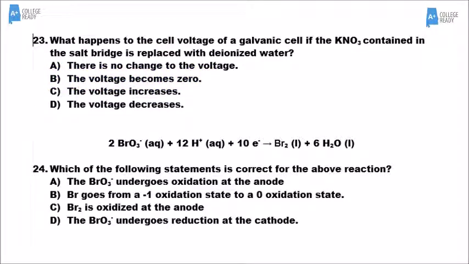To identify what's going on in number 24, we really need to assign oxidation numbers. However, the choices only talk about bromine, so I'm only going to assign oxidation numbers for bromine. It's going from a +5 to a 0 state. That means it's gaining electrons, and gaining electrons is reduction. The only answer choice that suggests reduction is letter D.